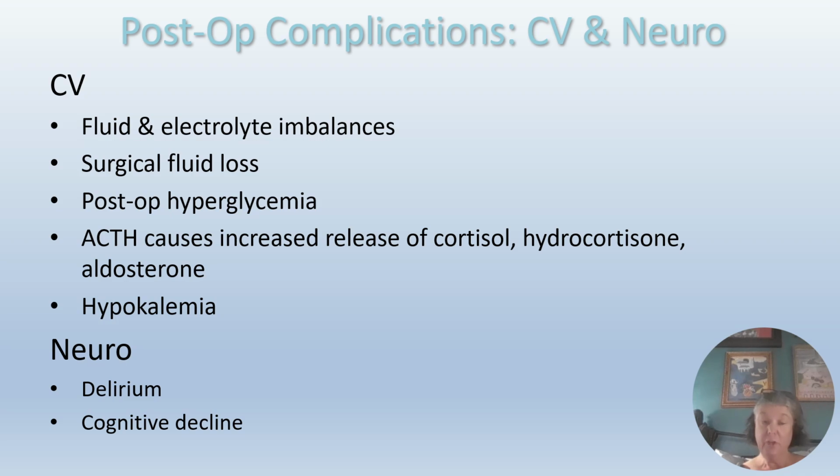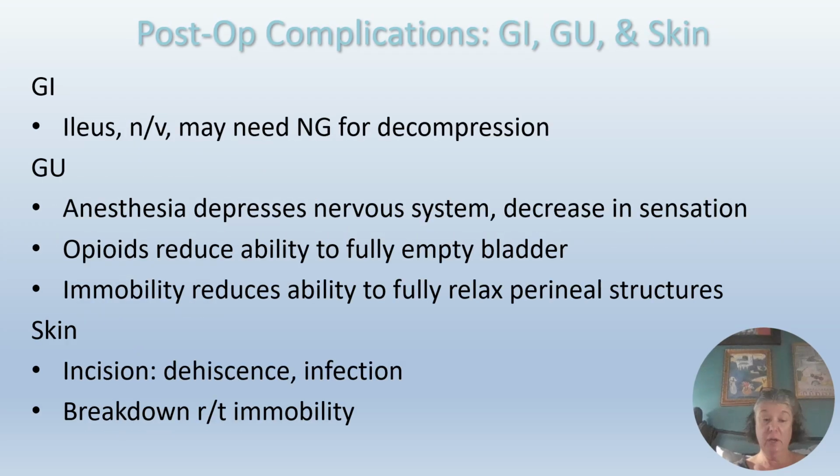Neuro, we talked about neuro earlier. Delirium, cognitive decline. If they were A&O times 4 before the procedure, are they A&O times 4 now? What is going on with them? Excuse me. GI, I worry about ileus.